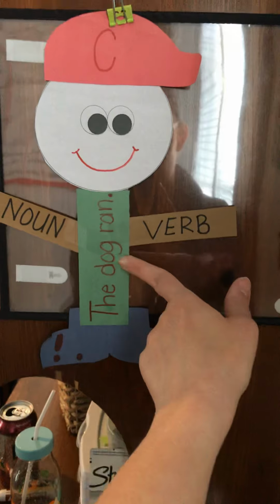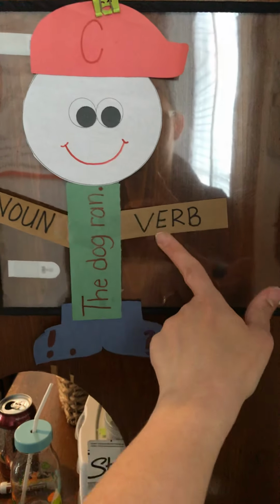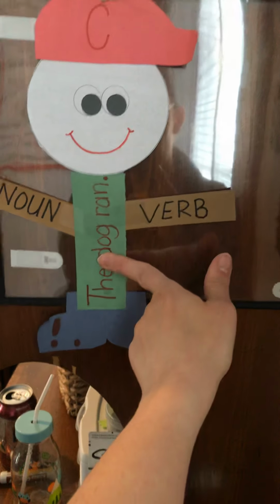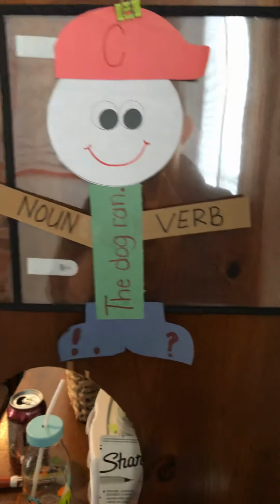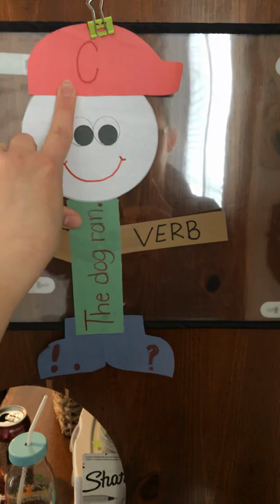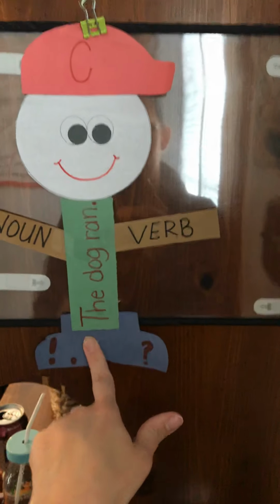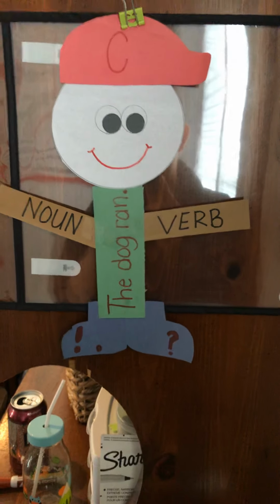In this sentence, the noun is the dog. And what did the dog do? The verb is ran. The dog ran. It's a complete sentence for 3 reasons. It has a head, capital. It has feet, punctuation. And it's a complete thought. The dog ran.